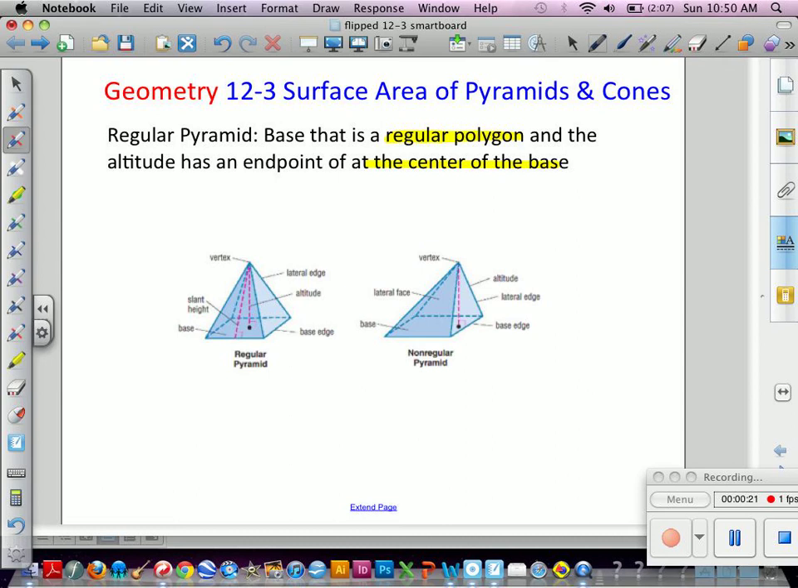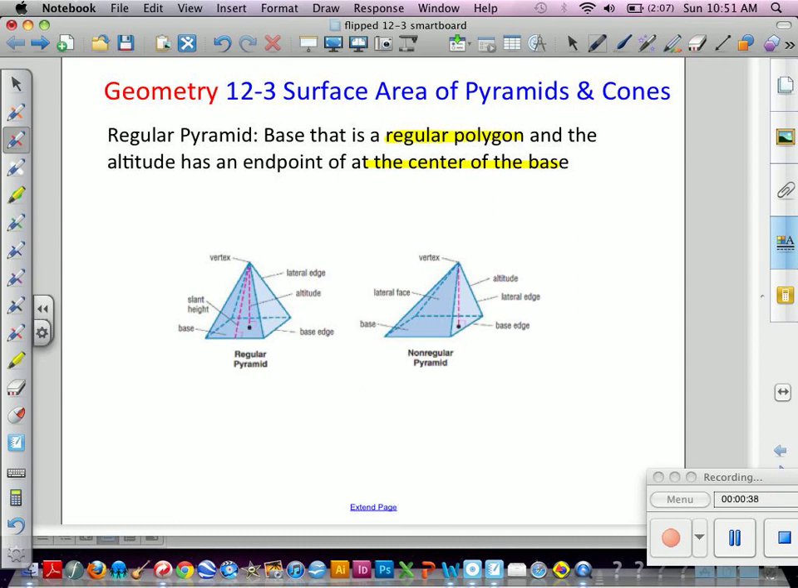When we do this lesson, we're going to focus on our regular pyramids, and so we need to look at a regular pyramid. A regular pyramid has a base that's a regular polygon, and the altitude has an endpoint that goes to the center of the base.